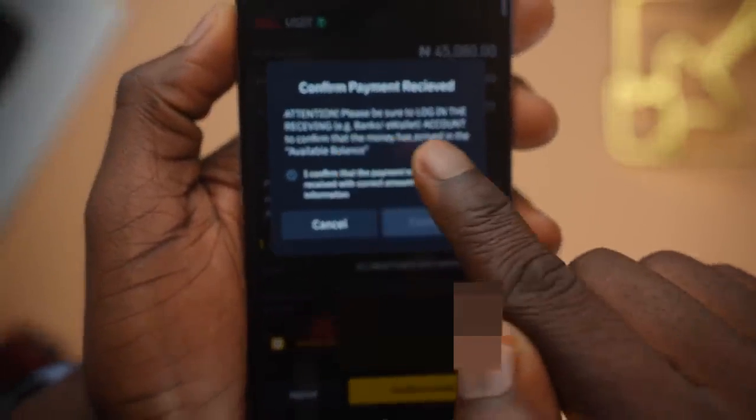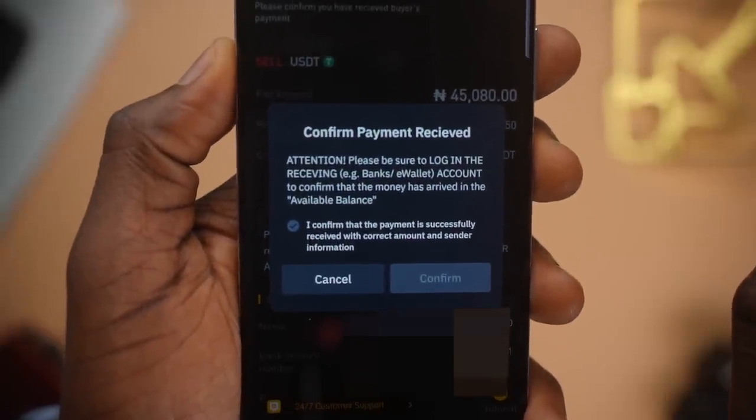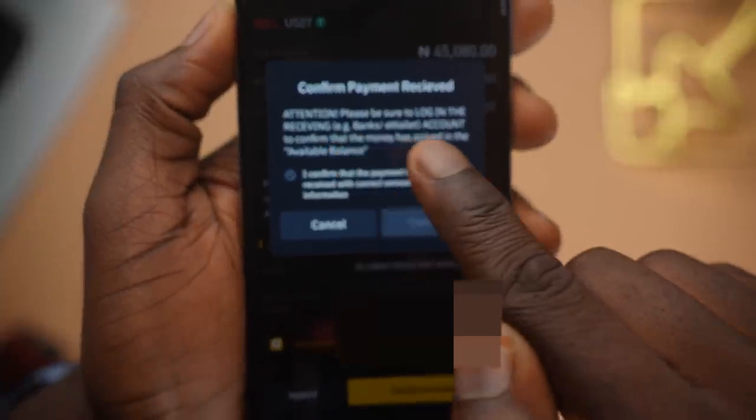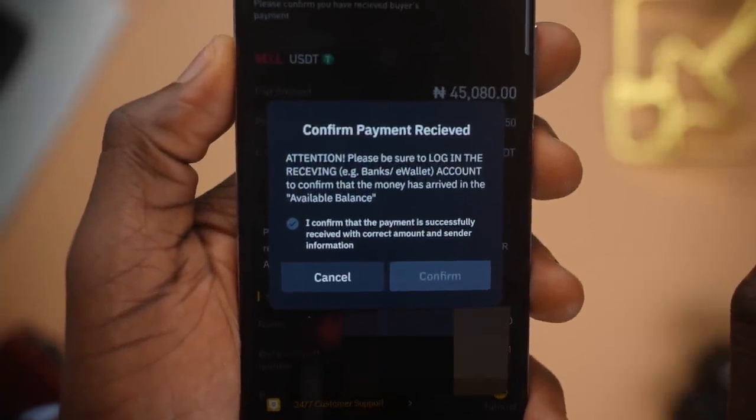There's also a warning message that says, hey, you should check your bank app, check your available balance, make sure that you have indeed received it, and then you can click to confirm. So I'll just click confirm since I have received it.